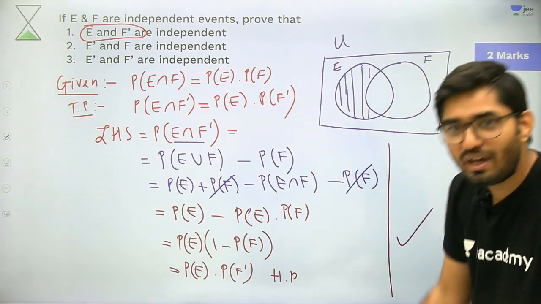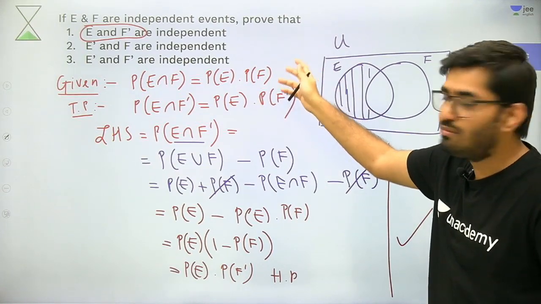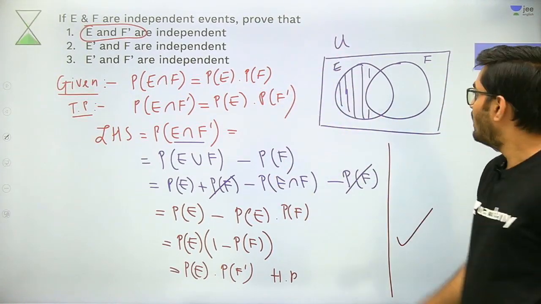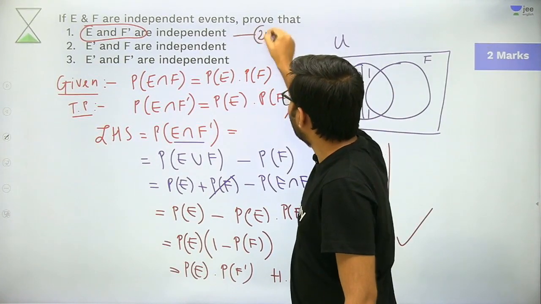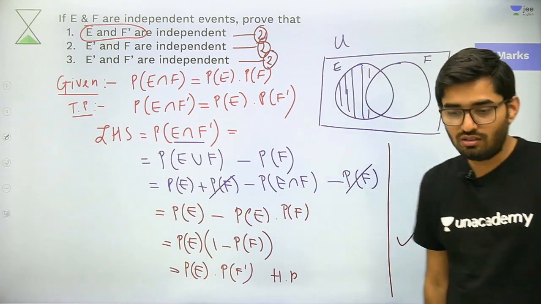Any one part they will ask in 2 marks, not all the 3 parts. Because all the 3 parts were the same, I mentioned them all together only. But one part will be 2 marks, like this is 2 marks, or maybe they might ask this, or maybe they might ask this. All of them are 2 marks.